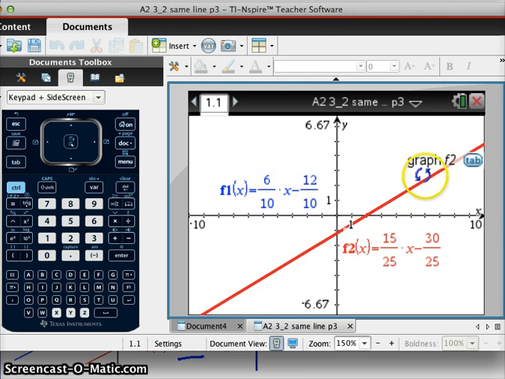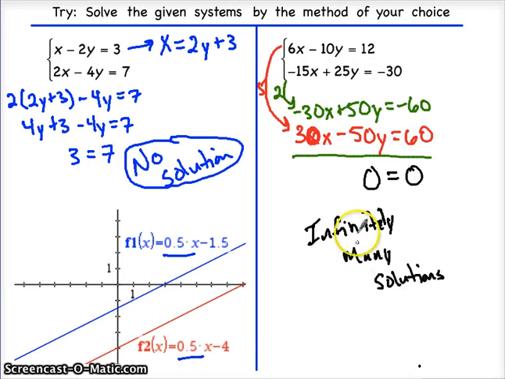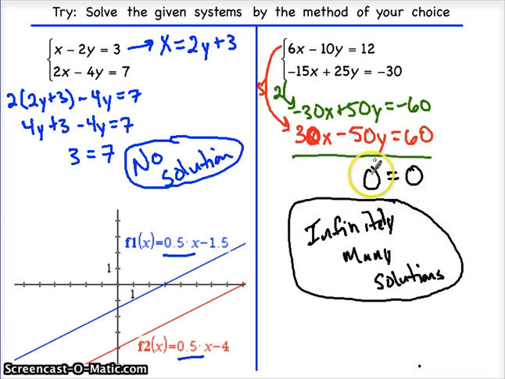But notice you can only actually see one of the two lines, because technically they come out to the exact same equation. 6/10 is 3/5, 15/25 is 3/5. They have the same slope, and 12/10 is 6/5, 30/25 is 6/5, and they have the same y-intercept. So if they're going to be the same line, of course, you're going to have infinitely many solutions, and algebraically it looks like that.